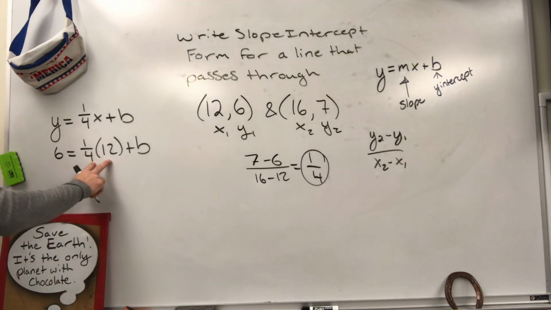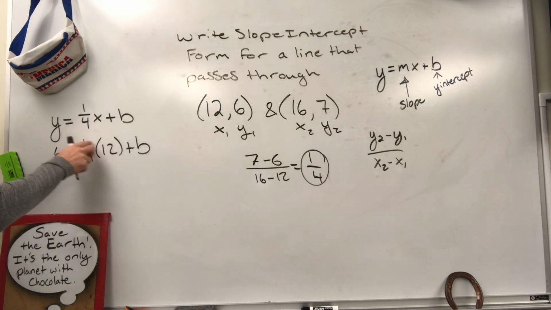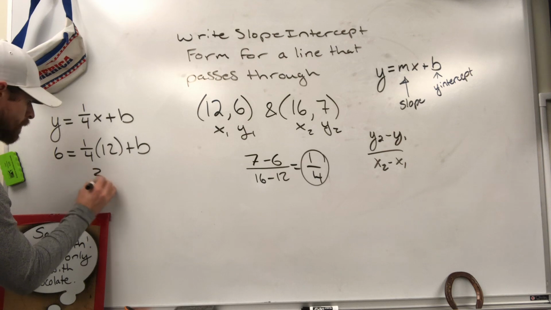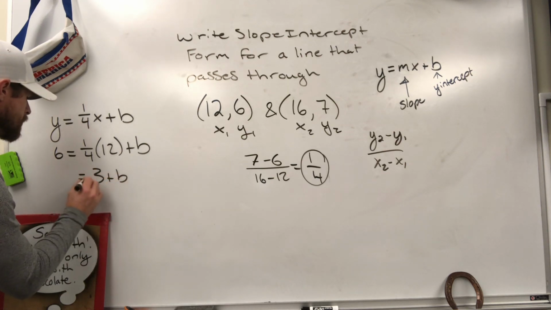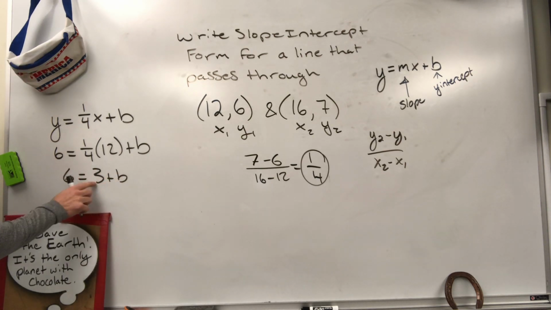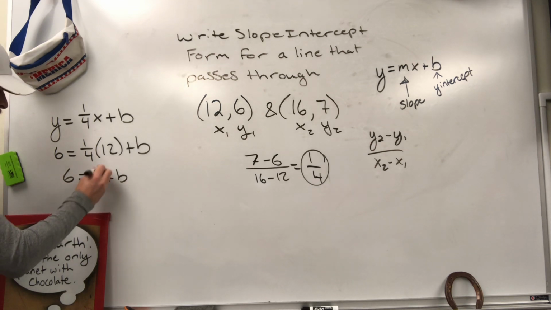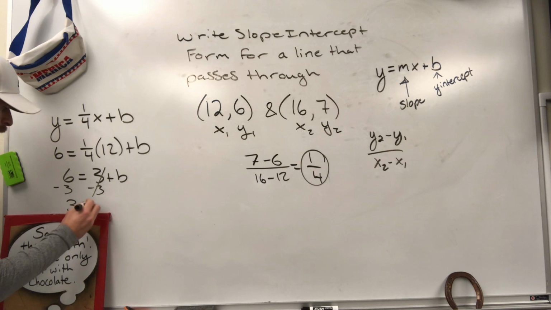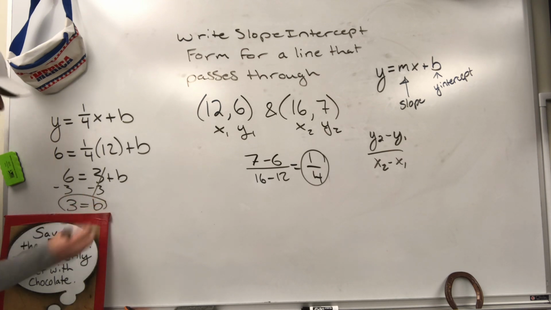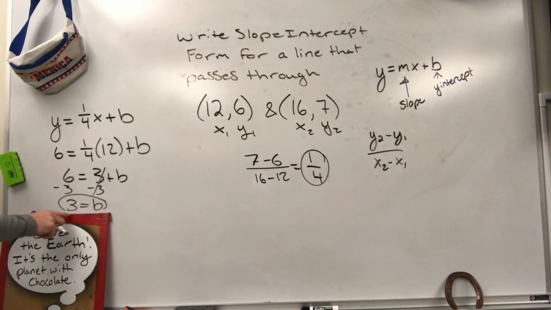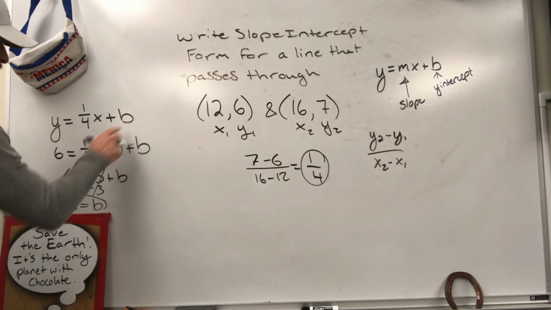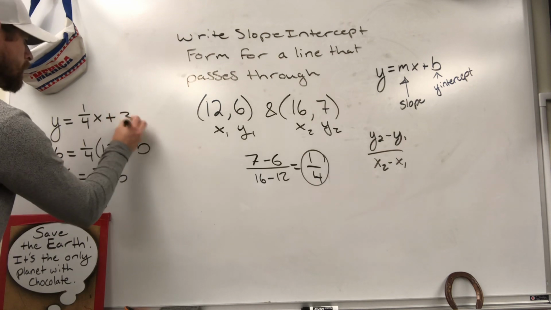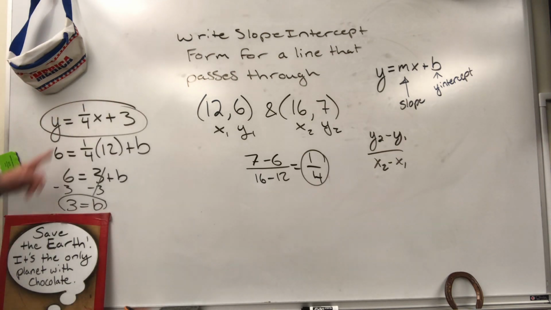First, we got to multiply 1/4 times 12. So 12 times 1 is going to give me a 12, divided by 4 is going to give you 3. So we now have 3 plus b equals 6. Inverse operate to eliminate the 3. Minus 3 cancels, minus 3. And now you're going to get 3 equals b. So now that we know what the b value is, I can take 3, go up here and replace b with the number. We now have an equation written in slope-intercept form.